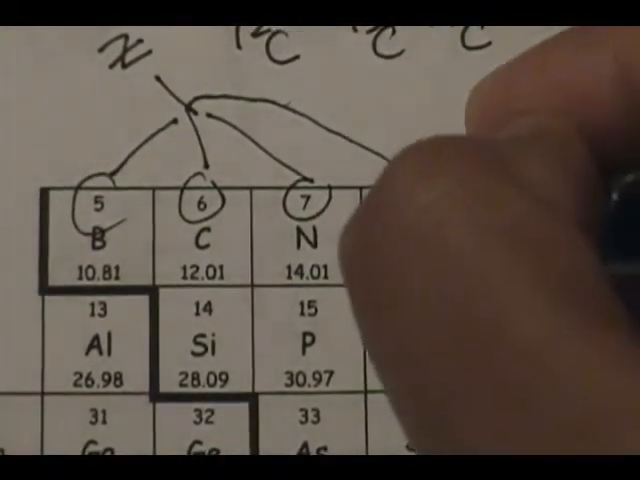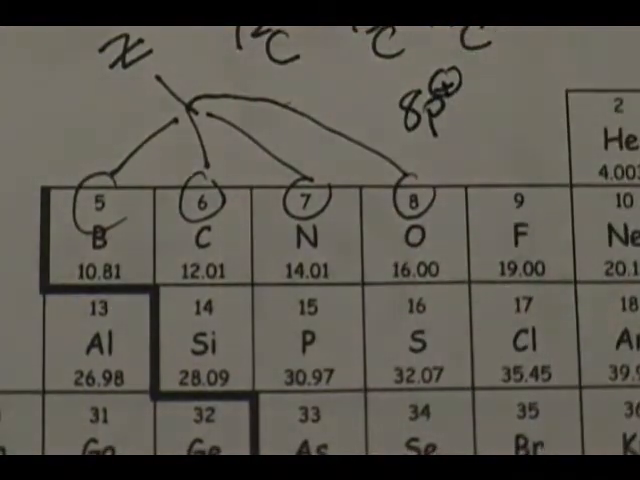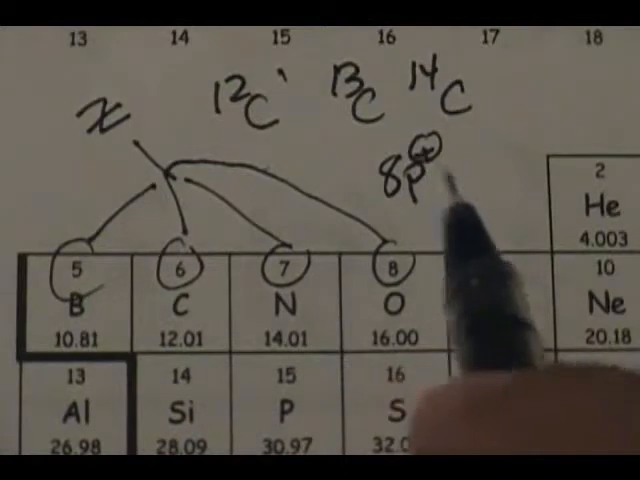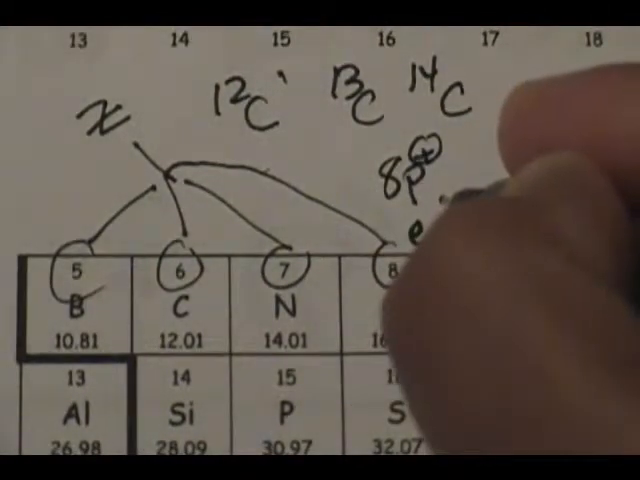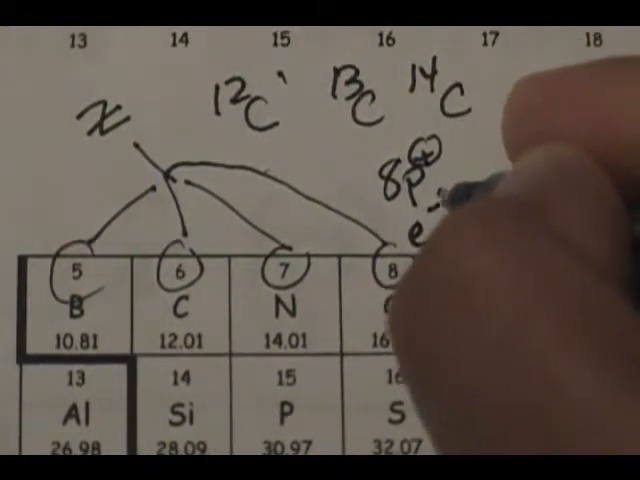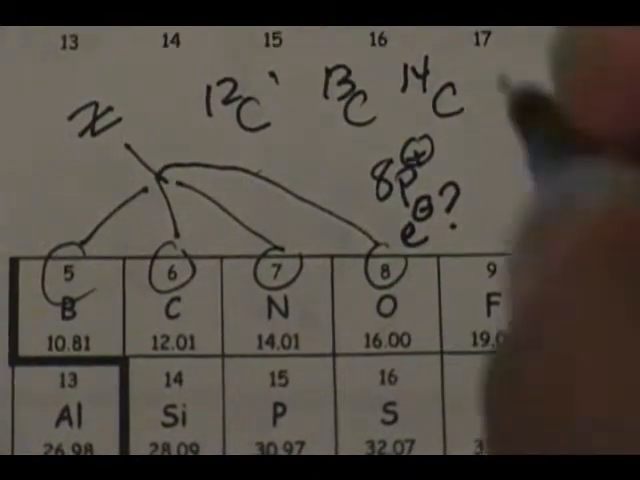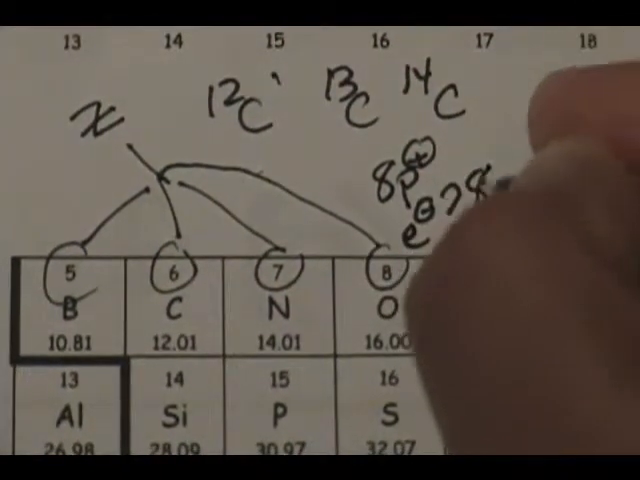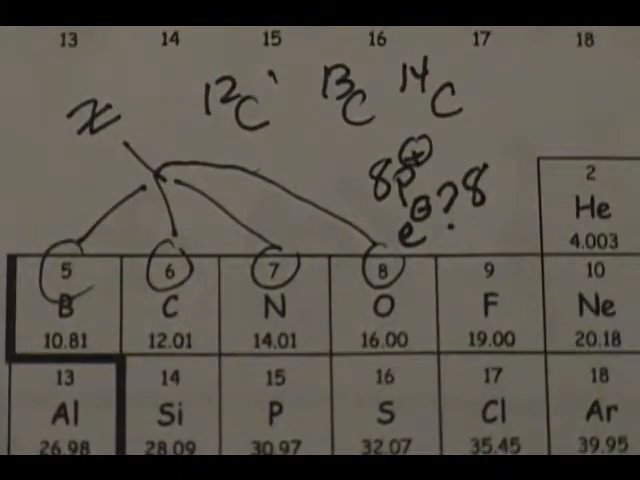If oxygen has 8 protons, how many electrons must oxygen have in order for it to have a neutral charge in its elemental state? Well, it must be 8 as well, because if you have 8 positive things and 8 negative things, they'll cancel out to a neutral charge, 0.